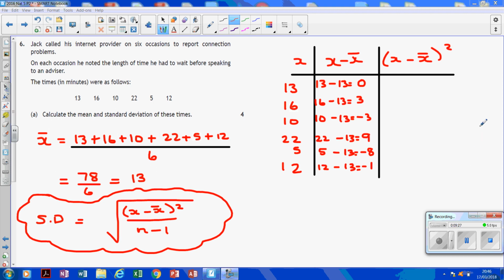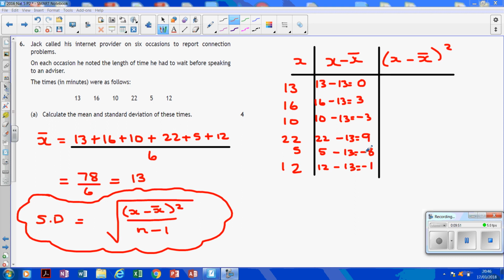So when I work out x minus x bar, I get 0, 3, minus 3, 9, minus 8, and minus 1, sorry. When you check to see if these are okay, see if you add up the positive ones, it should be the same number as the negative ones. So we've got a 3 and a 9 is 12. Here I've got a minus 3, a minus 8, and a minus 1, which gives us minus 12. So that should always turn out to be 0. If it doesn't, check your working.